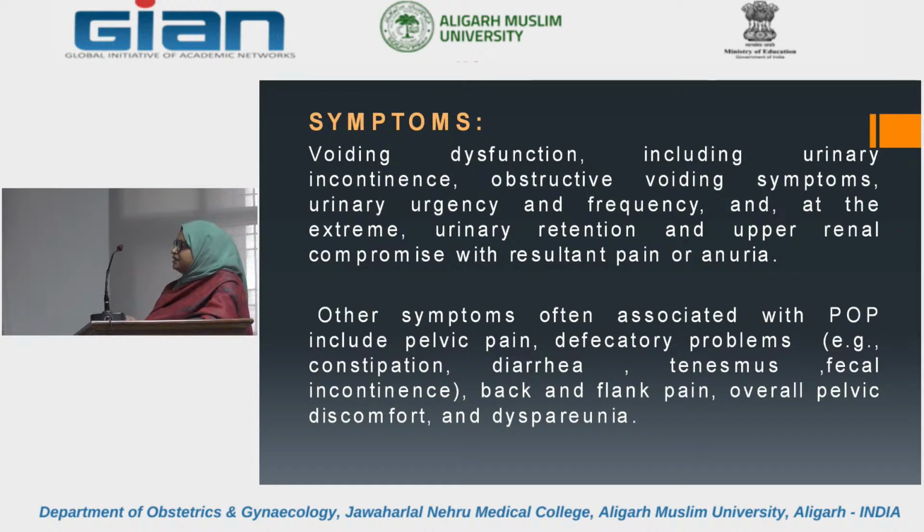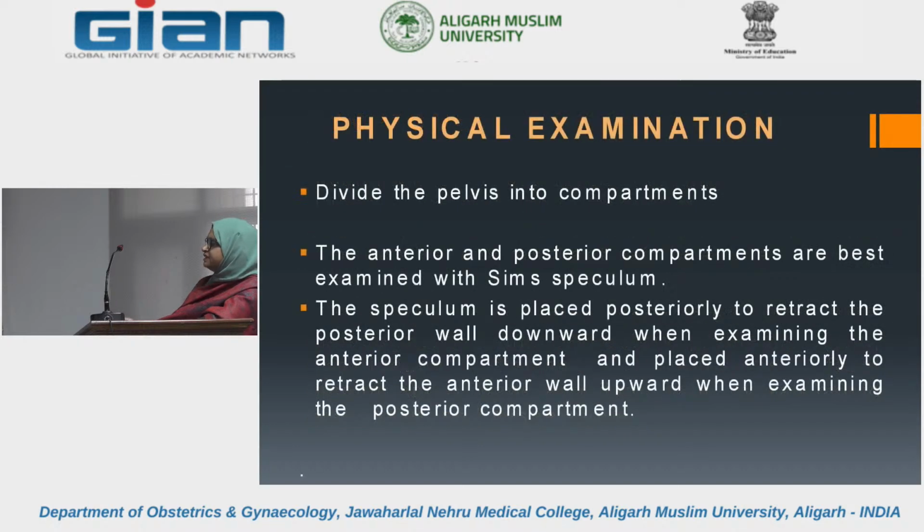Physical examination is divided into compartments. The anterior and the posterior compartments are best examined with the Sims speculum. It is a very simple, bivalve speculum. The speculum is placed posteriorly to retract the posterior wall downwards when examining the anterior compartment, and placed anteriorly to retract the anterior wall upwards when examining the posterior compartment.